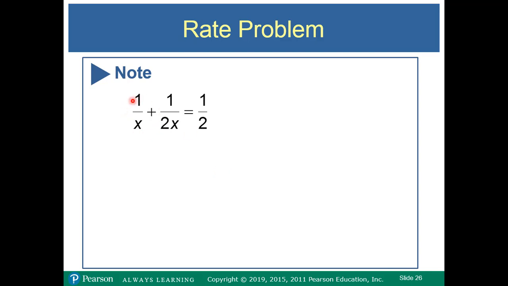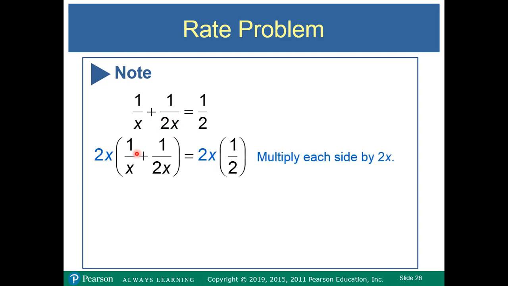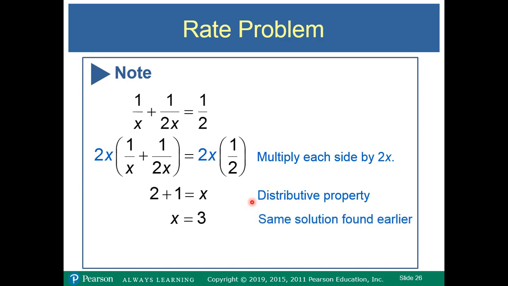So we know that this rate plus this rate has to equal 1/2, for their combined rate. And so if we take this and multiply by the least common denominator, which is going to be 2x, what happens? We get 2 plus 1 equals x, which is exactly where we started from. And x equals 3. So we get the same solution.